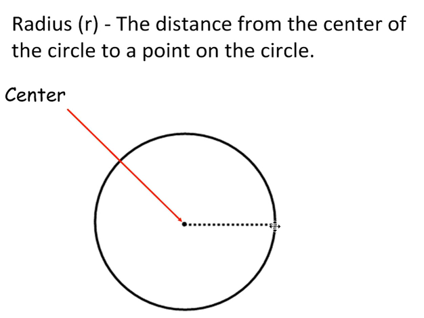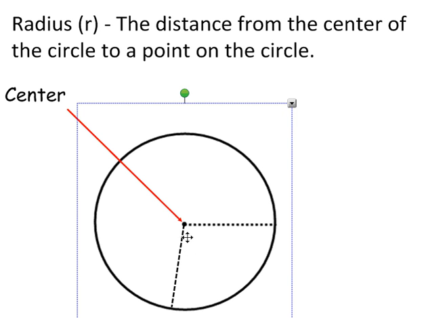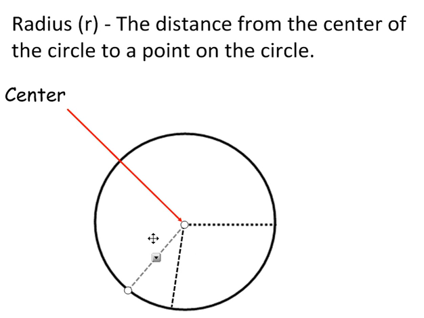Okay, now if that's the case, then that means that there are many radii, because this is also a radius, right? It connects the center and the circle. This is also a radius. This is also a radius. Here's another one. You get the point, right? You should never think of the radius as exclusively one line. The radius is any line that you draw from the center to a point on the circle.